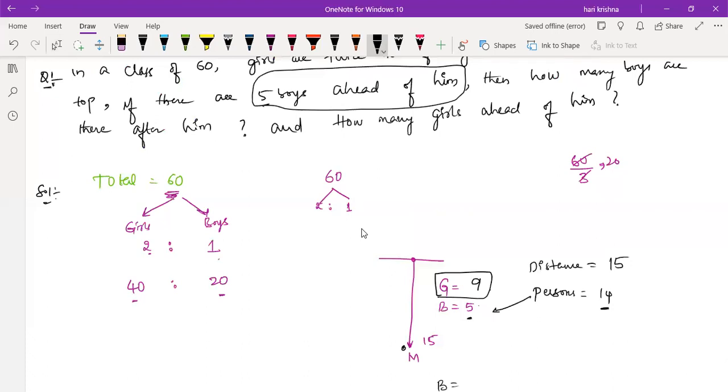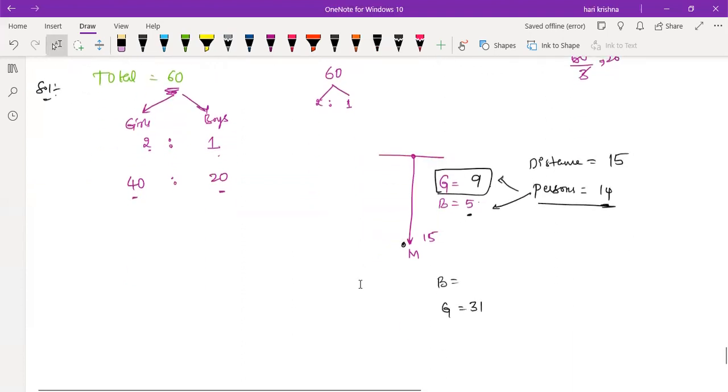Sir, ahead means in front of him, right? Yeah. That means if Mohit is getting 15th rank and 5 boys are ahead of him, those 5 boys have the top ranks, right? Okay, now I understood. So out of the 14 persons, 5 are boys only. Then the remaining will obviously be girls only.